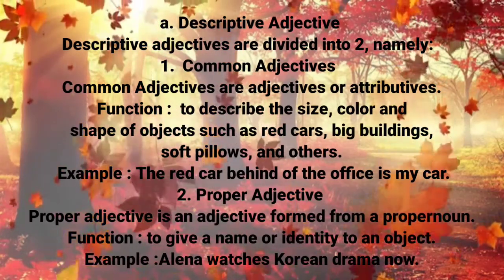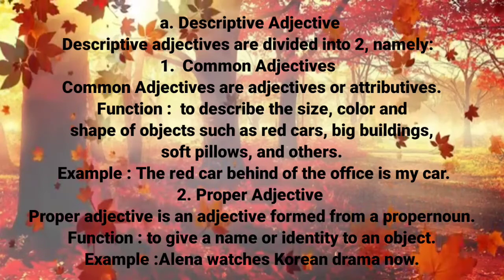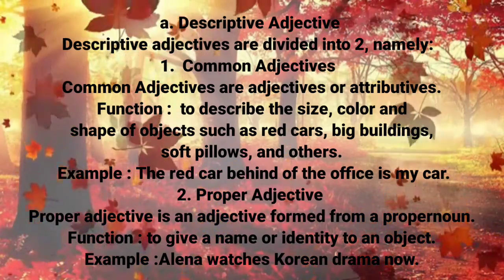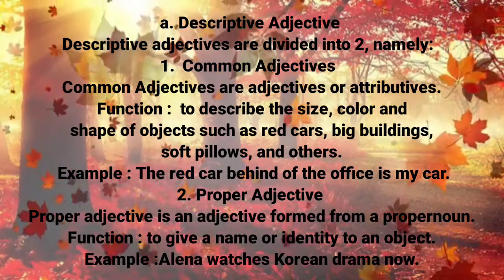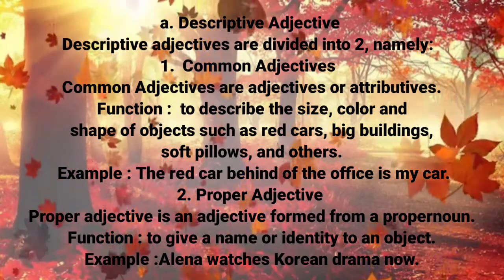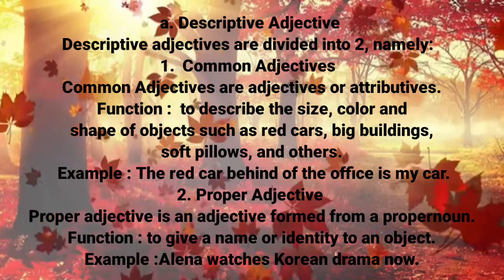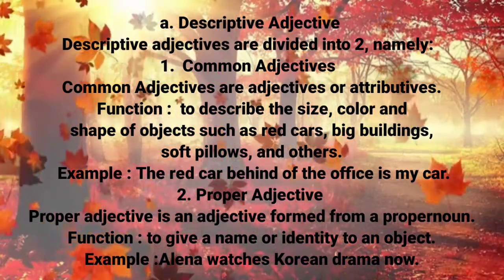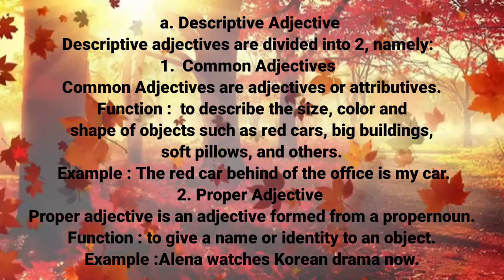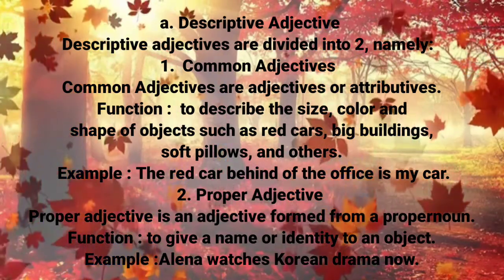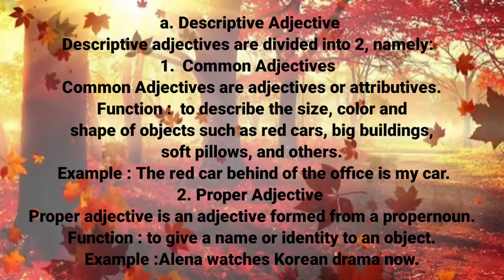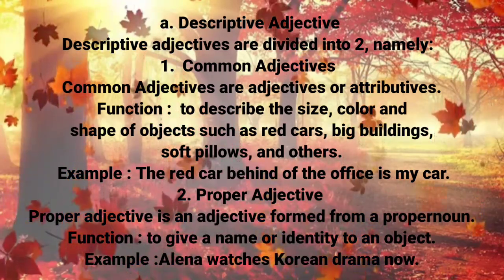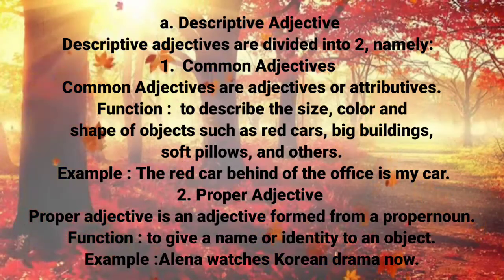Descriptive adjectives are divided into two, namely common adjective and proper adjective. Common adjectives are adjectives or attributes used to describe the size, color, and shape of objects, such as red car, big building, soft pillow, and others. Example: the red car behind the office is my car. The black bike is very dirty. And others.